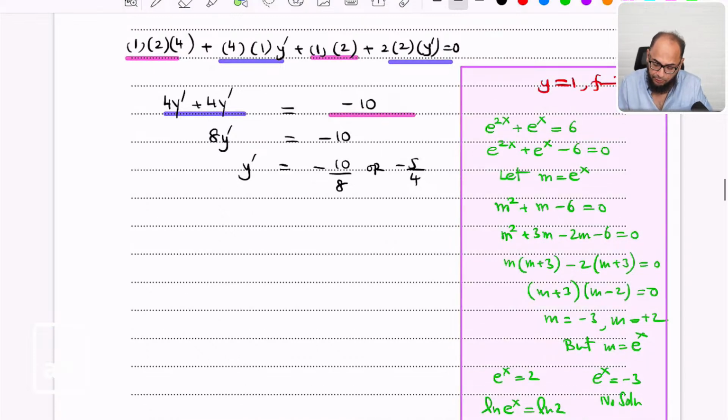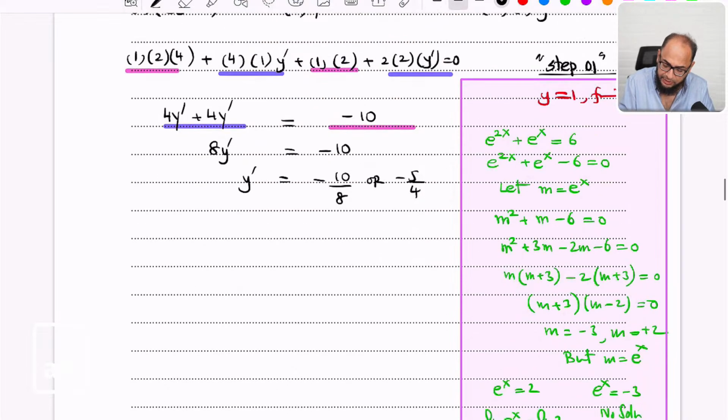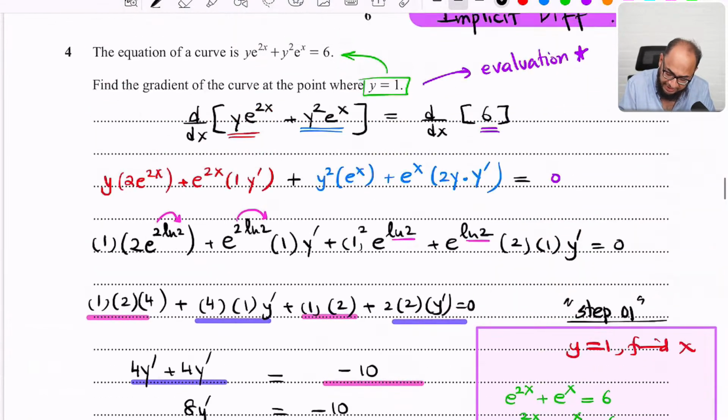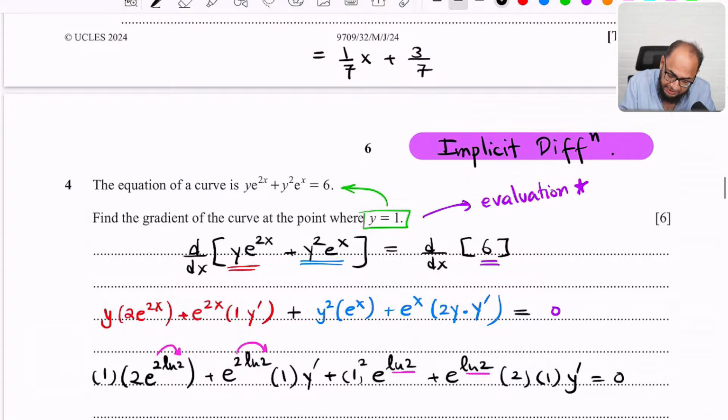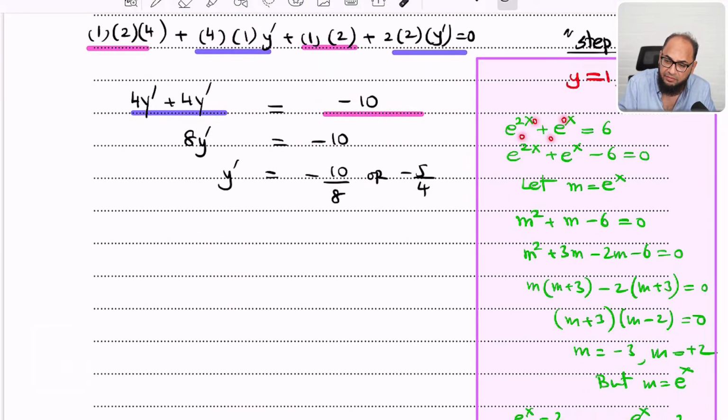Okay. Now this is basically step number 1. It's written on the sidelines. This is step 1. Now it says when y is 1, find x. So when y is 1, this is 1, this is 1, e^2x plus e^x is equal to 6. e^2x plus e^x is equal to 6. And then take the 6 on the other side, make a substitution. This is about logarithm and indices.